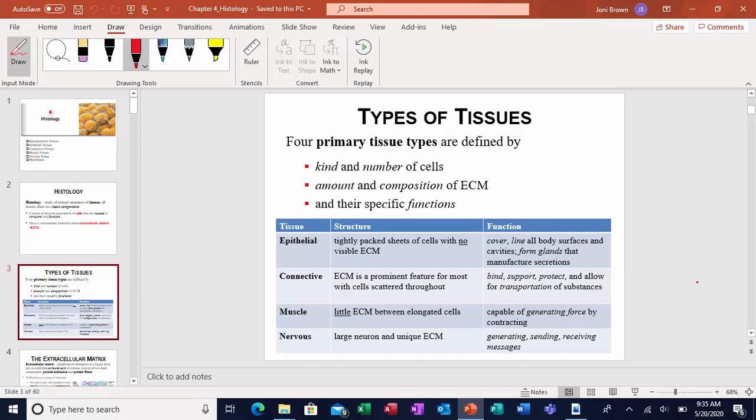Muscle tissue, this is made up of cells that can generate a force when they contract. And then the fourth type of tissue is nervous tissue. And that's what you find in your brain and your spinal cord and your nerves. And it helps to make and send and receive messages. So there's 4 main types: epithelial, connective, muscle, and nervous.